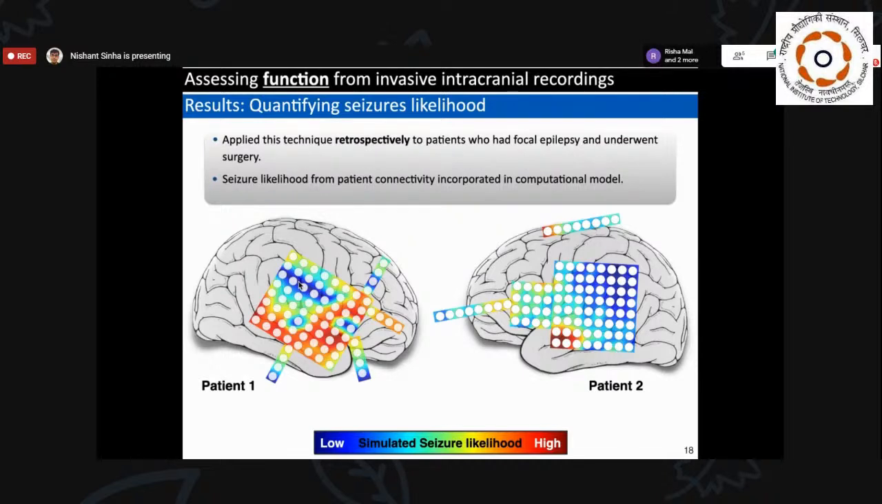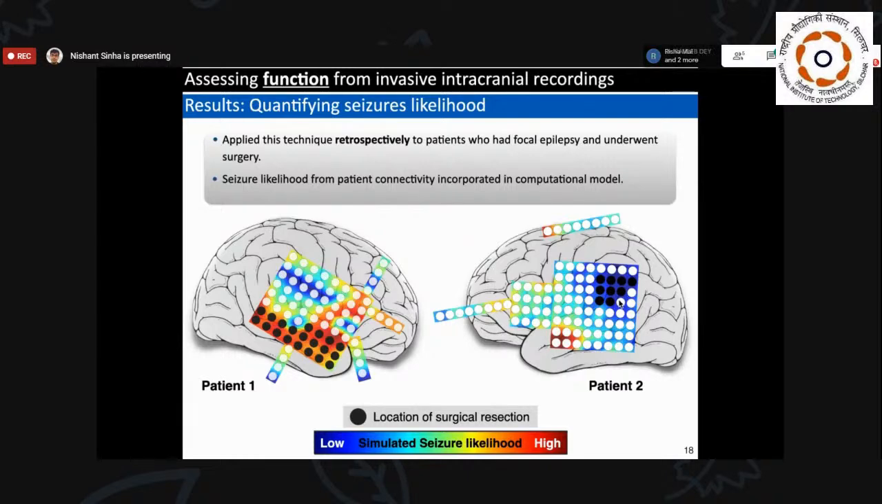Because this is a retrospective analysis, we already knew where the actual surgery occurred. So in this case, the actual surgery occurred in the same location where we predicted the high seizure likelihood. Whereas in patient two, the surgery was done in this area, whereas we predicted this area to have a high simulated seizure likelihood. So our model predicts the simulated seizure likelihood correctly for some patients, but it doesn't match with the actual surgical dissection for others.